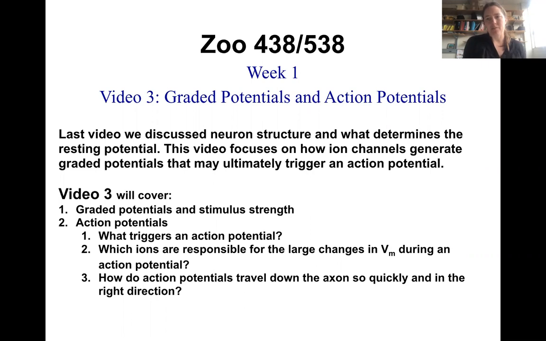This video is going to focus on how events at the synapse in the dendrites can generate graded potentials that then may or may not trigger an action potential. So we're going to talk about stimulus strength and graded potentials, and then what triggers an action potential, which ions are responsible for each phase of the action potentials, and how action potentials travel down the axon so quickly and in the right direction.